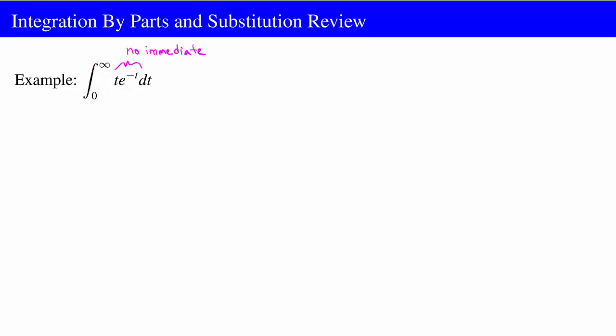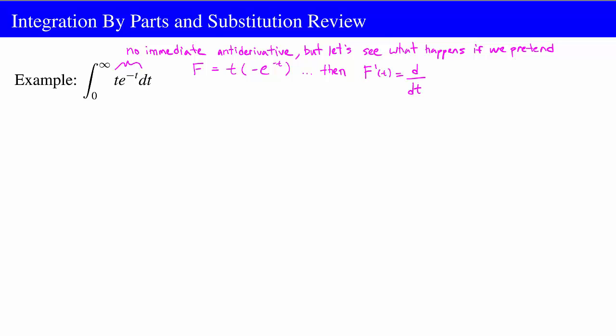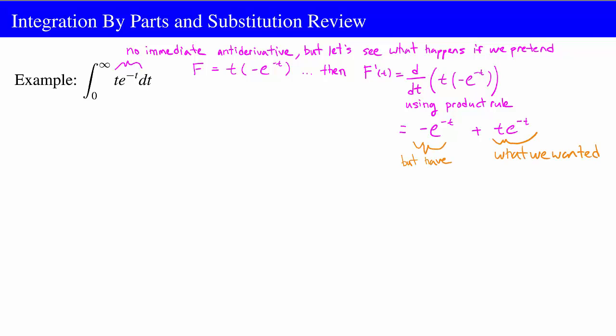Well, there's no immediate antiderivative, but if we pretended for a moment that we had an antiderivative and it was t times minus e to the minus t, then we take the derivative of that and we should get the function we wanted back. But if we do take the derivative and use the product rule, we get minus e to the minus t plus what we wanted, t times e to the minus t. So we have this added term. We could then correct for this added term.